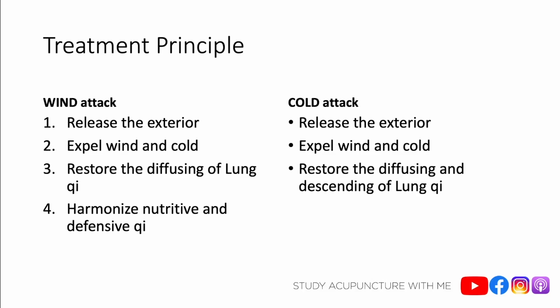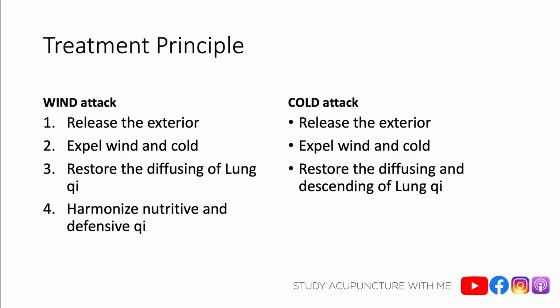And number 4, in wind attack, we have harmonize the nutritive and defensive qi. So there's that imbalance, like we saw in the graph before, right? There's a relative imbalance between wei qi and yin qi, also known as defensive qi and nutritive qi. There's going to be more wei qi in relation to yin qi, partly because of the sweating, but also because of that obstruction of qi, right? And the impairment of the lungs to even diffuse that qi and body fluids. So we want to harmonize that.